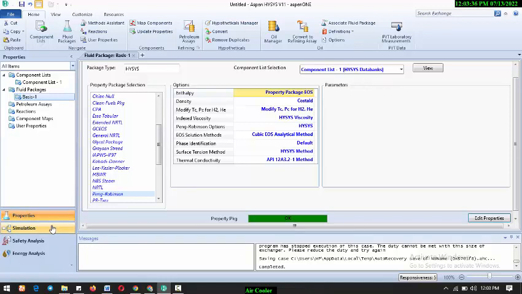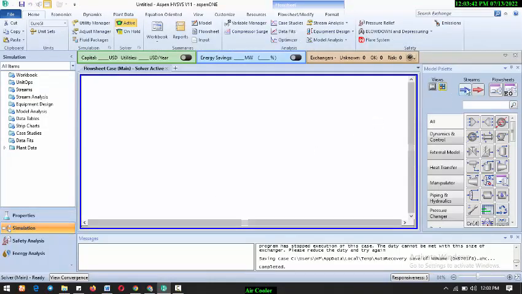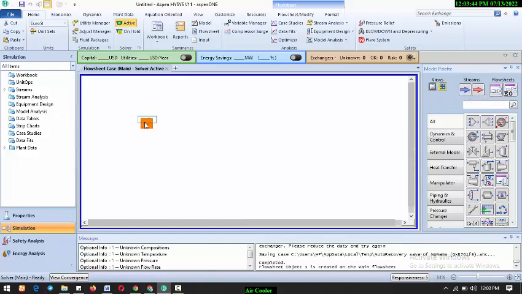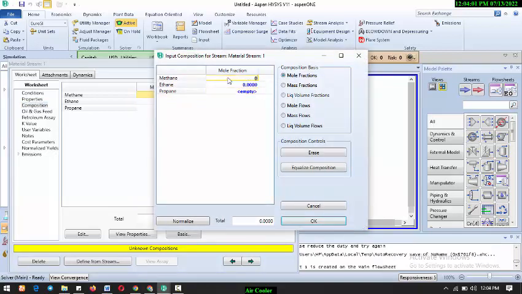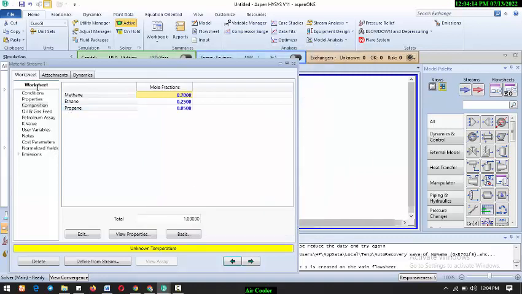All right, so now we go straight to the environment since we've added the components. We're going to define our material stream. We've also learned how to do that in the past. So for now, we have the composition: methane to be 0.7, ethane to be 0.25, and propane to be 0.05.